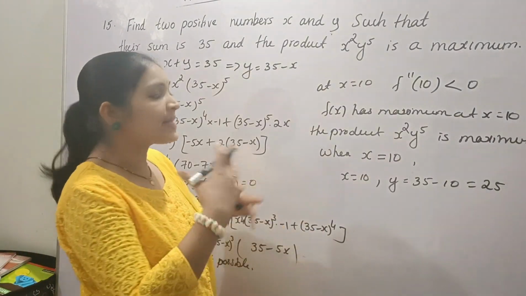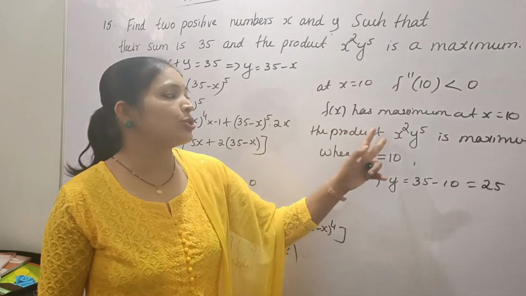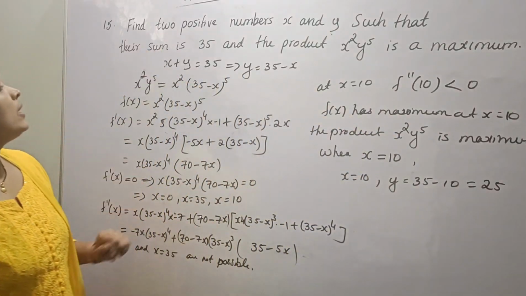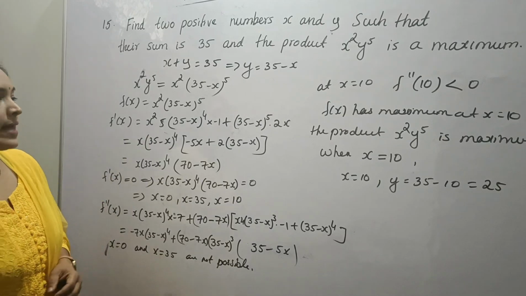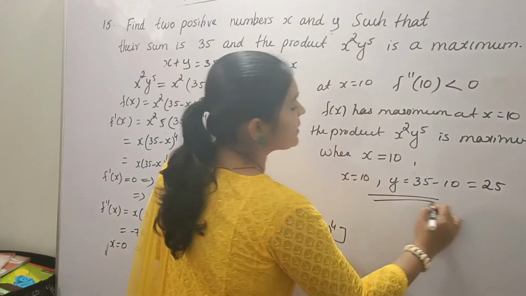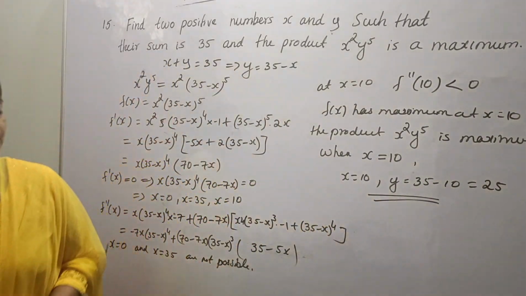So what is the maximum product? Here it is not asked, only the numbers, right? Finding two numbers, x and y. So x is equal to 10 and y is equal to 25.